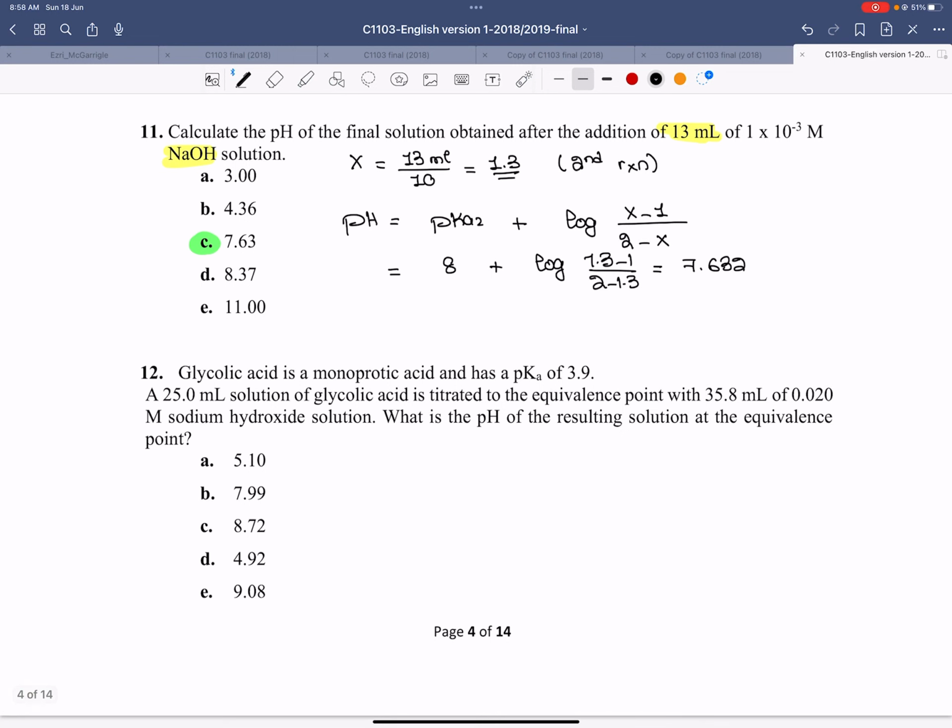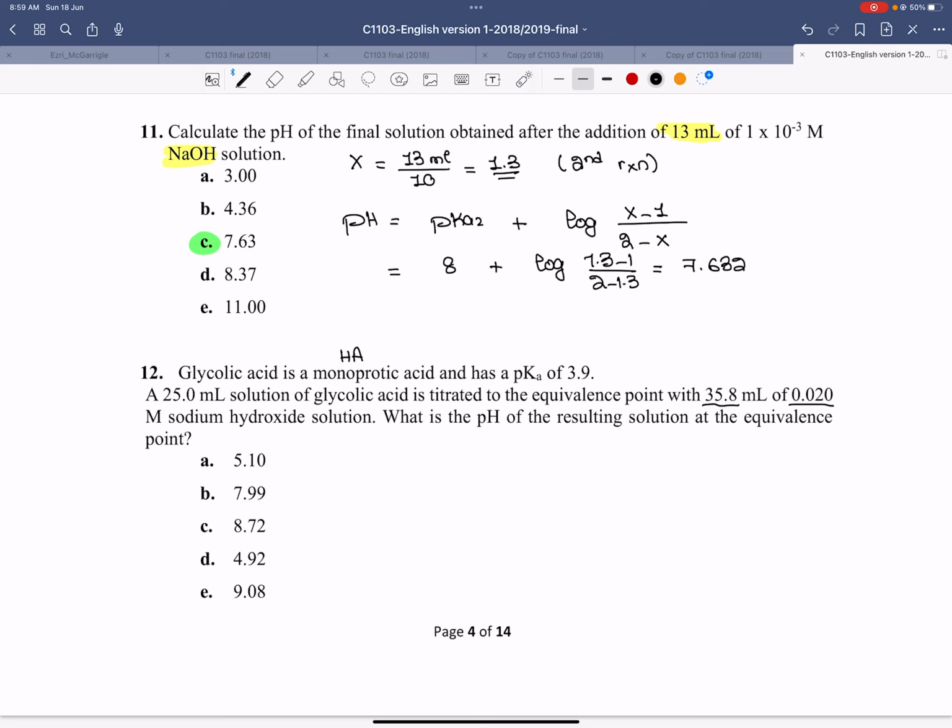Number 12. Glycolic acid is a monoprotic acid with a pKa of 3.9. It's a monoprotic acid, so I'm simply going to do HA. A 25 milliliter solution of glycolic acid is titrated to the equivalence point with 35.8 milliliter of 0.02 sodium hydroxide. This tells you that you need 35.8 ml to actually get to the equivalence point. That's your equivalence volume. What is the pH of the resulting solution at the equivalence point?